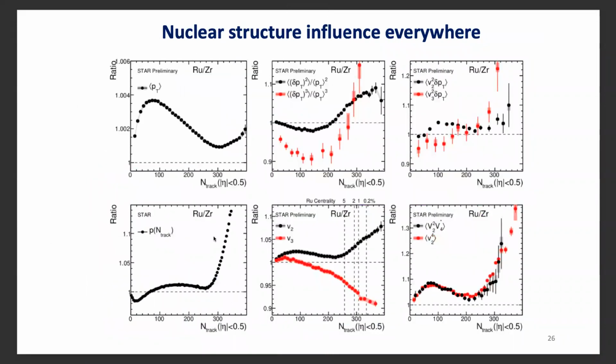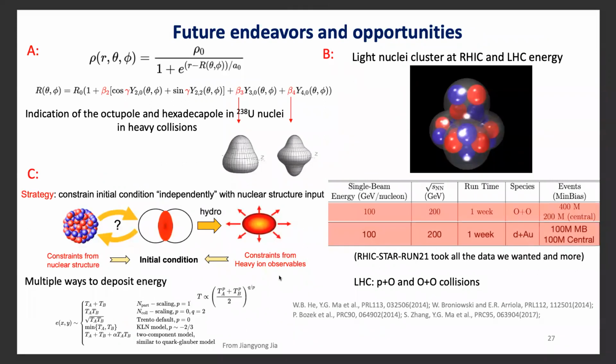And in this slide, I show lots of non-monotonic trends between ruthenium and zirconium. It means in heavy ion collisions, the nuclear structure can affect the soft probes in multiple ways. So that's why I think it's good to study this and understand it in heavy ion collisions. In the future, there are opportunities. As there's an indication of the octupole and the hexadecapole in uranium collisions, it will be good if we complement this using the STAR uranium collisions.